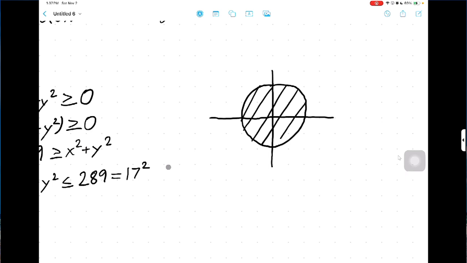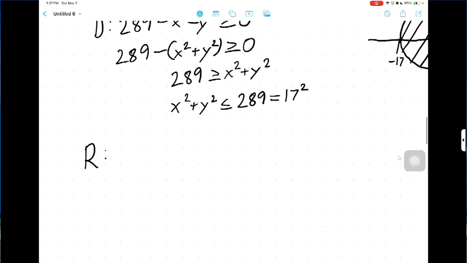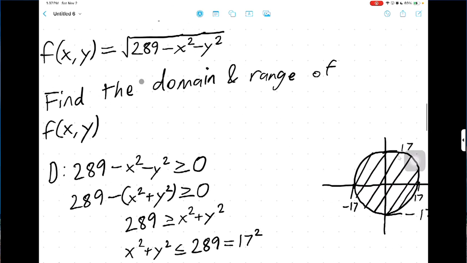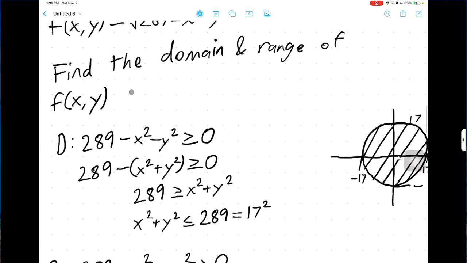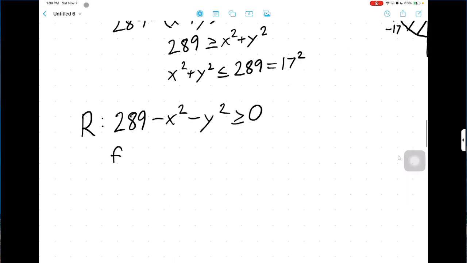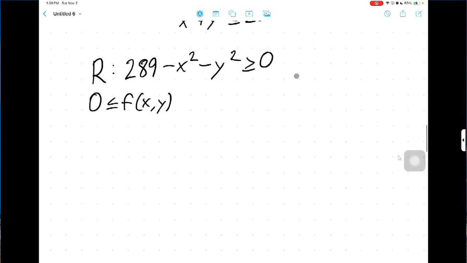As you can see right here in the drawing, we're just going to pretend this is 17. This is going to be negative 17 over here. Here, negative 17 and 17. For our range, we want to think about what values can possibly be outputted from this. So from our domain condition, that this is bigger than or equal to 0, we can see that f of xy will also have to output a value bigger than or equal to 0, as there's no other way we have that here.